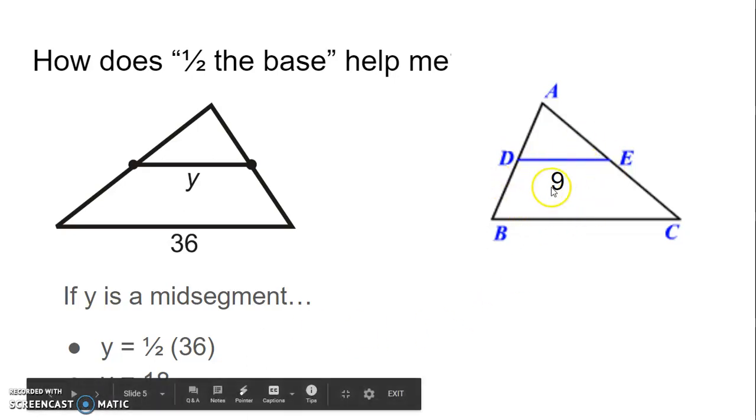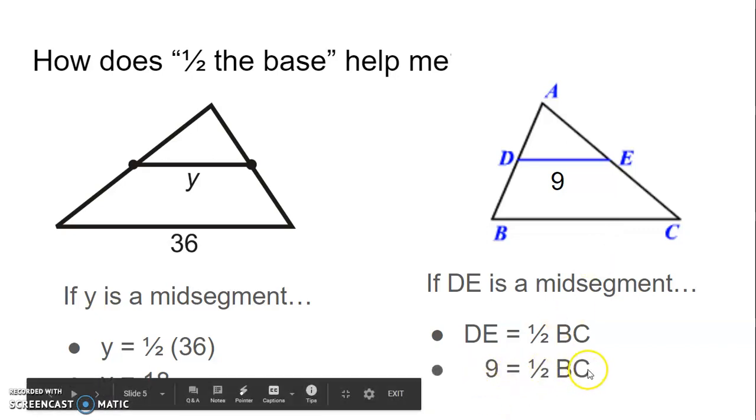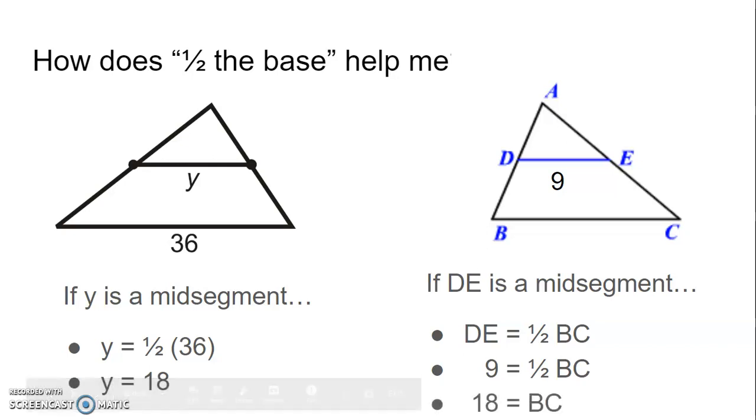Similarly, on this side, if I recognize that DE is the midsegment, then I know that DE is going to be half of BC. Substituting in, I know that 9 is half of BC, and multiplying both sides by 2, I get that BC is 18.